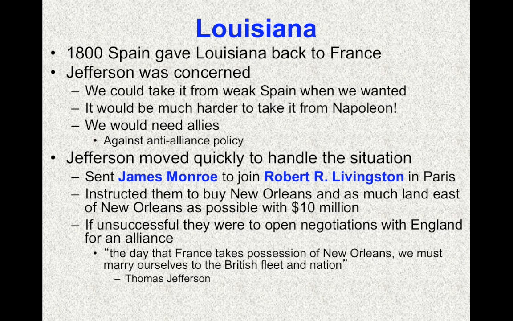So Jefferson moves quickly. He has to, because this is kind of serious. This could be another foothold for France to actually get into North America again, and we don't want to have to deal with that all over again as we did with the French and Indian War. So he sends James Monroe to join Robert Livingston, who was already the ambassador in Paris. And he basically instructs Monroe and Livingston: listen, see if you can buy New Orleans.